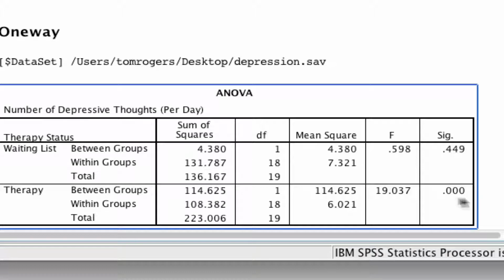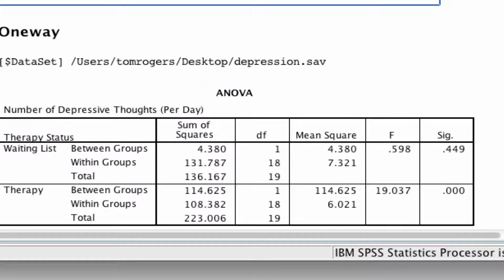We get the same result. The therapy group was significant, and the waiting list group was not. But in terms of the actual numbers, we get slightly different numbers. Well, why is that? If I said a simple effects analysis is basically one-way ANOVAs on each of the combination of the effects, well, it's to do with this mean squared error.